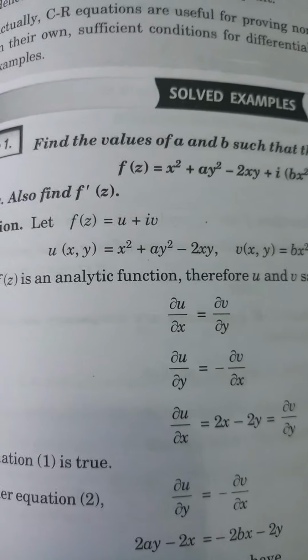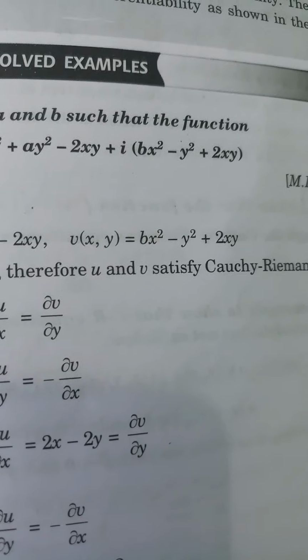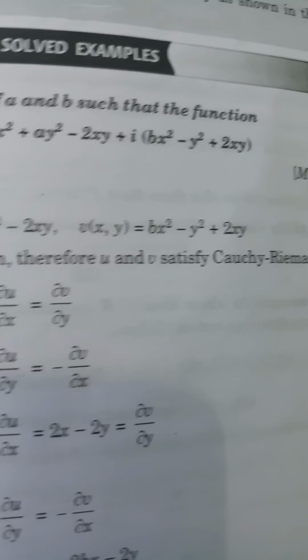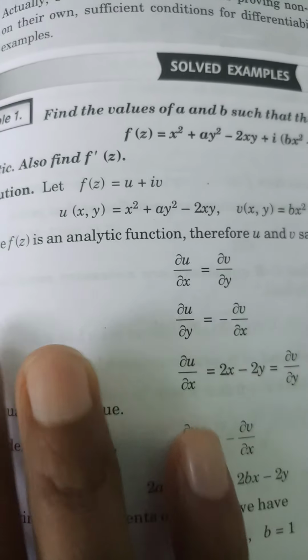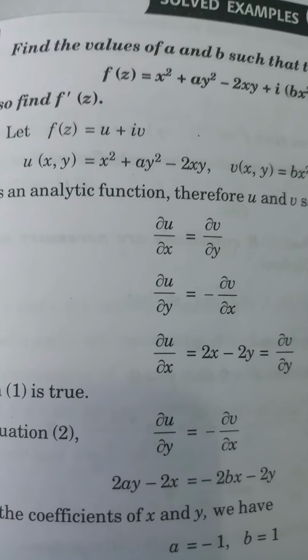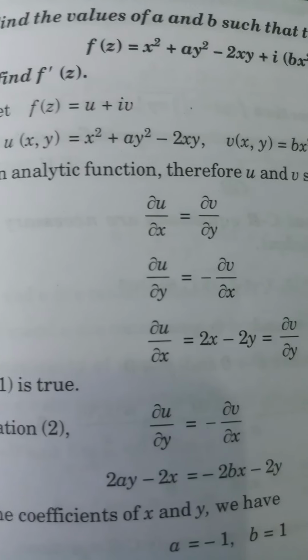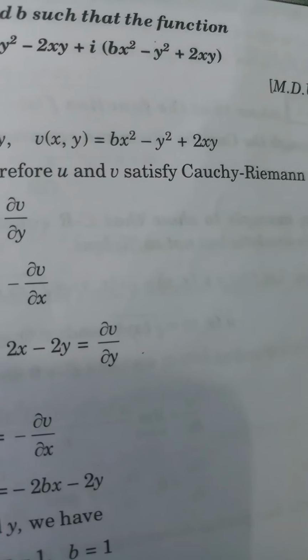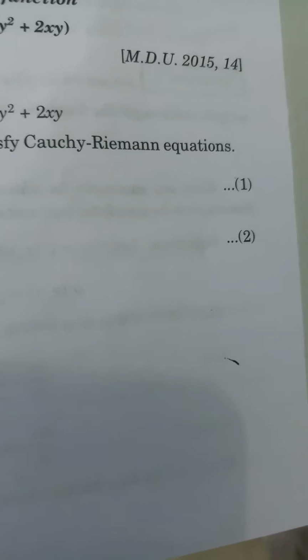Find the values of a and b such that the function f(z) equal to (x square plus a y square minus 2xy) plus iota (b x square minus y square plus 2xy) is analytic. Also find f dash z. Let f(z) equal to u plus iota v. Then separating real part u(x,y) equal to x square plus a y square minus 2xy, and imaginary part v(x,y) equal to b x square minus y square plus 2xy. Since f(z) is an analytic function, therefore u and v satisfy Cauchy-Riemann equations.